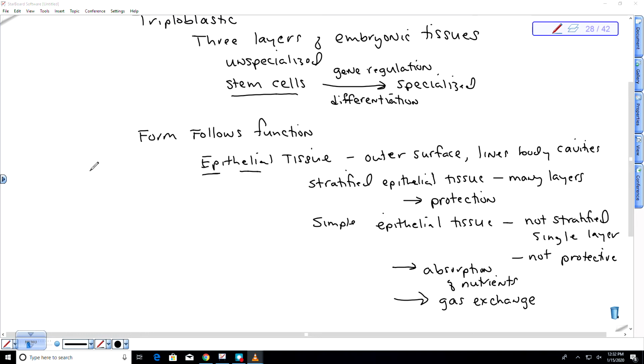So I'm going to give you a little handout that's got some different tissues. On the front side of it, it includes the different types of epithelial tissue. And then on the back side, it has the different types of connective tissue.